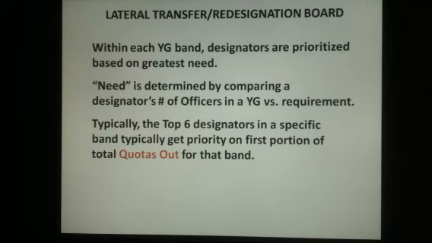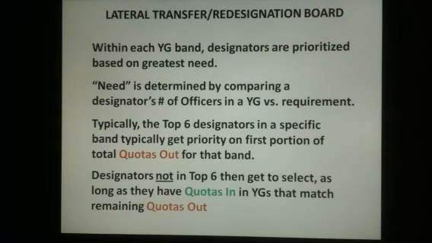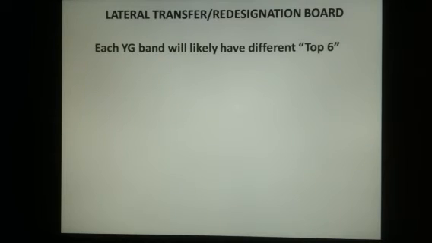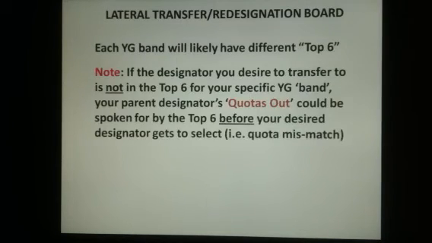After that prioritization takes place, then the top 6 usually get the first portion of the total quotas out for that band. So in other words, those top 6 communities step up to the podium and make their picks until that first portion is used up. The communities that are not in the top 6 then get to step up, and as long as they have quotas in that match quotas out, they can make selections. It's important to know that each year group band will likely have a different top 6, so a different prioritization scheme for each one of those bands.